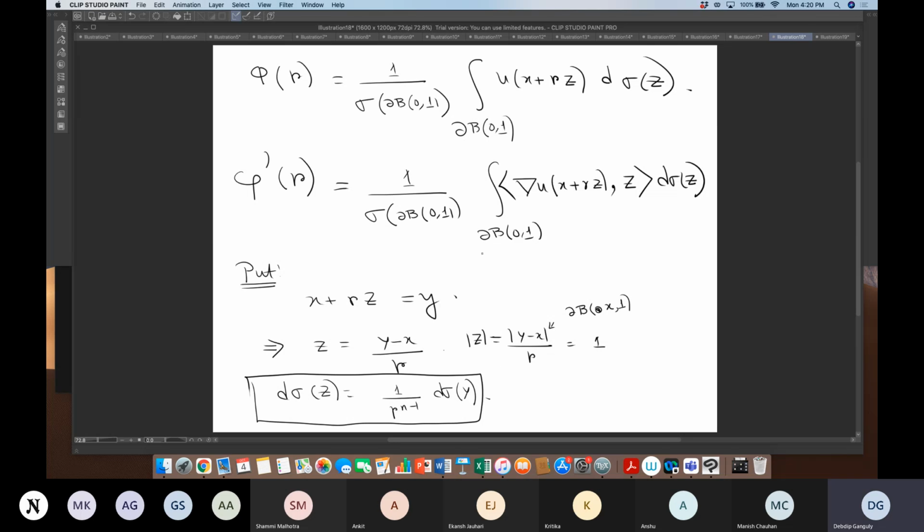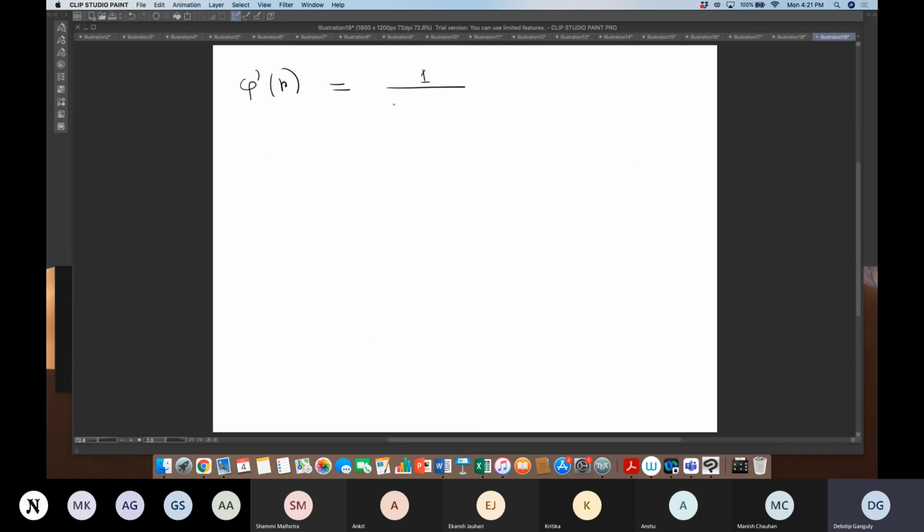If mod z is equal to 1, as you said, now where will y lie? Y is x plus rz. Where does y lie? On the surface of radius 1 and center x. Yes, good. So that will be del b x, radius is 1, right? This is del b x 1.